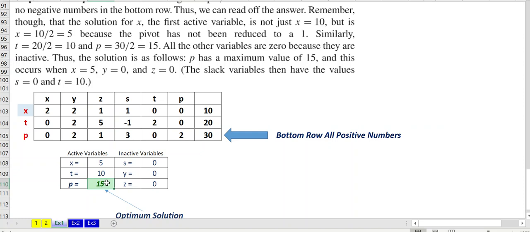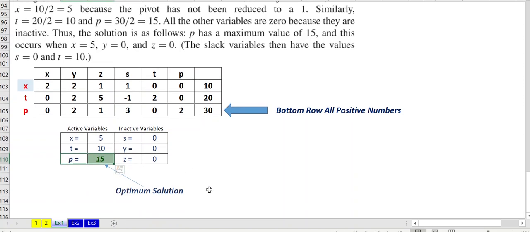Then all of the inactive variables, which would be Y, Z, and S, are all 0. Remember, the inactive variables are always 0. So these all just become 0. So X is 5, T is 10, P is 15. Now remember what P is. P is our answer. The optimal solution is 15. Now that optimal solution occurs when X is equal to 5, Y is equal to 0, and Z is equal to 0. And that is a linear programming problem using the simplex method.